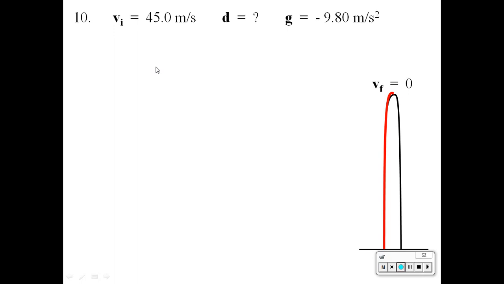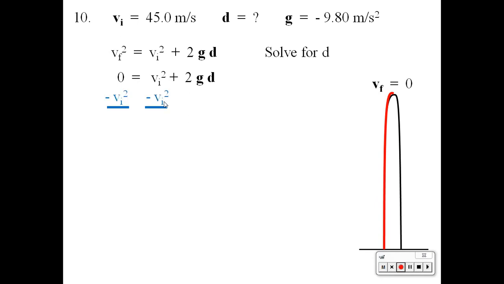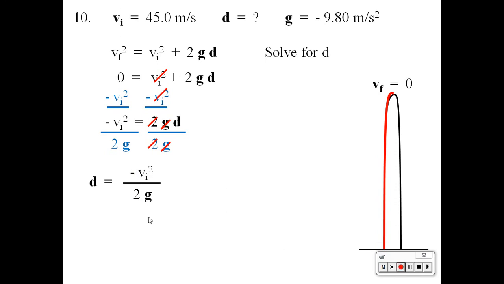These four quantities are related by this equation, which we're going to solve for d. There's a 0, so of course we're going to insert that. We're going to isolate this term, subtracting the first one from each side. You get negative v sub I squared is equal to 2 times g times d. Divide each side by the 2 and the g. And we get d equal to negative v sub I squared over 2g.